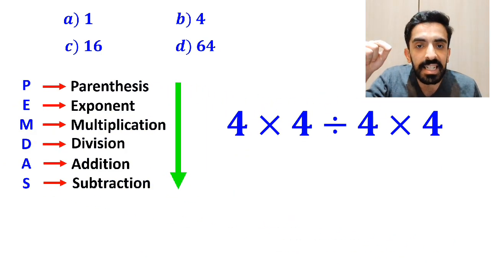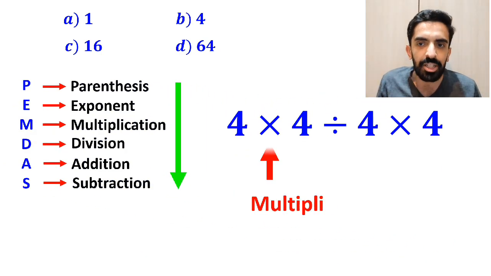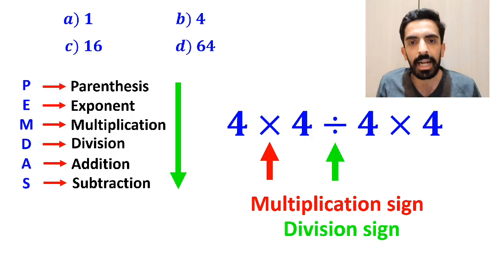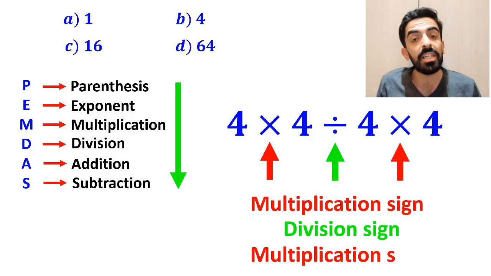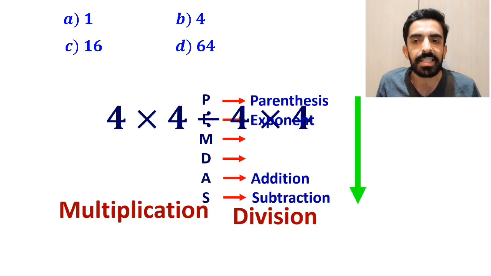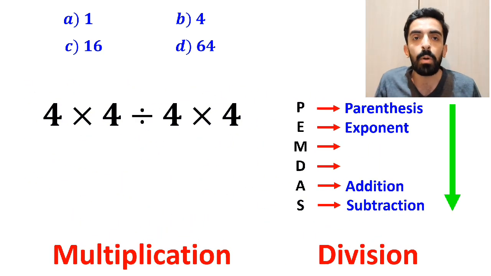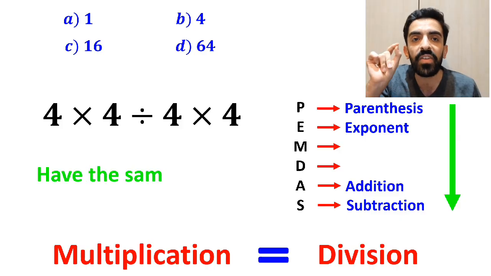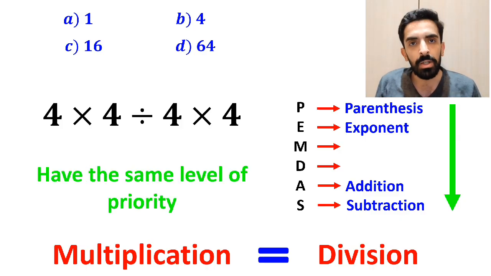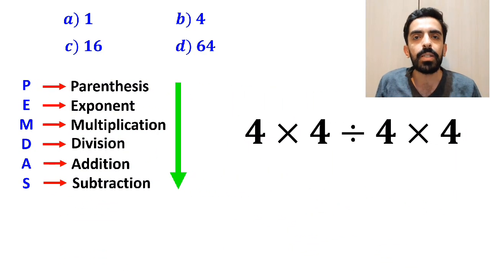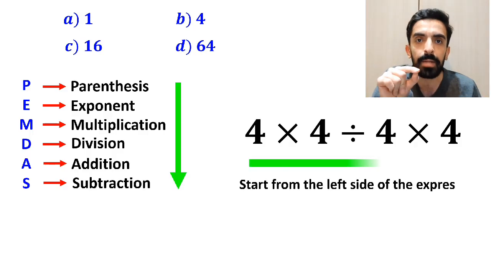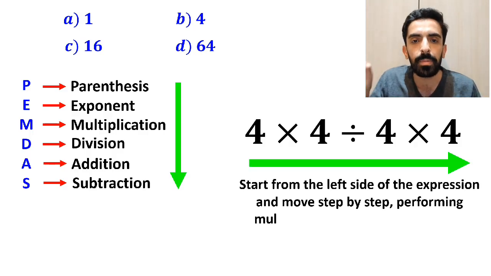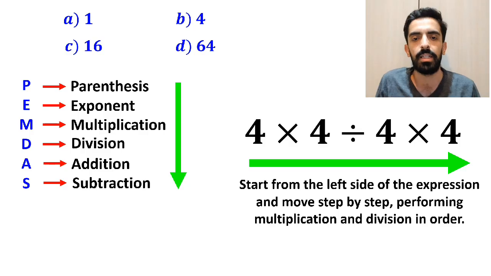Alright, as you can see in the image, we have a multiplication sign, then a division sign, and again another multiplication sign in this expression. It's really important to understand that in the PEMDAS rule, multiplication and division have the same level of priority. So, in this case, the best thing to do is to start from the left side of the expression and move step by step, performing multiplication and division in order.